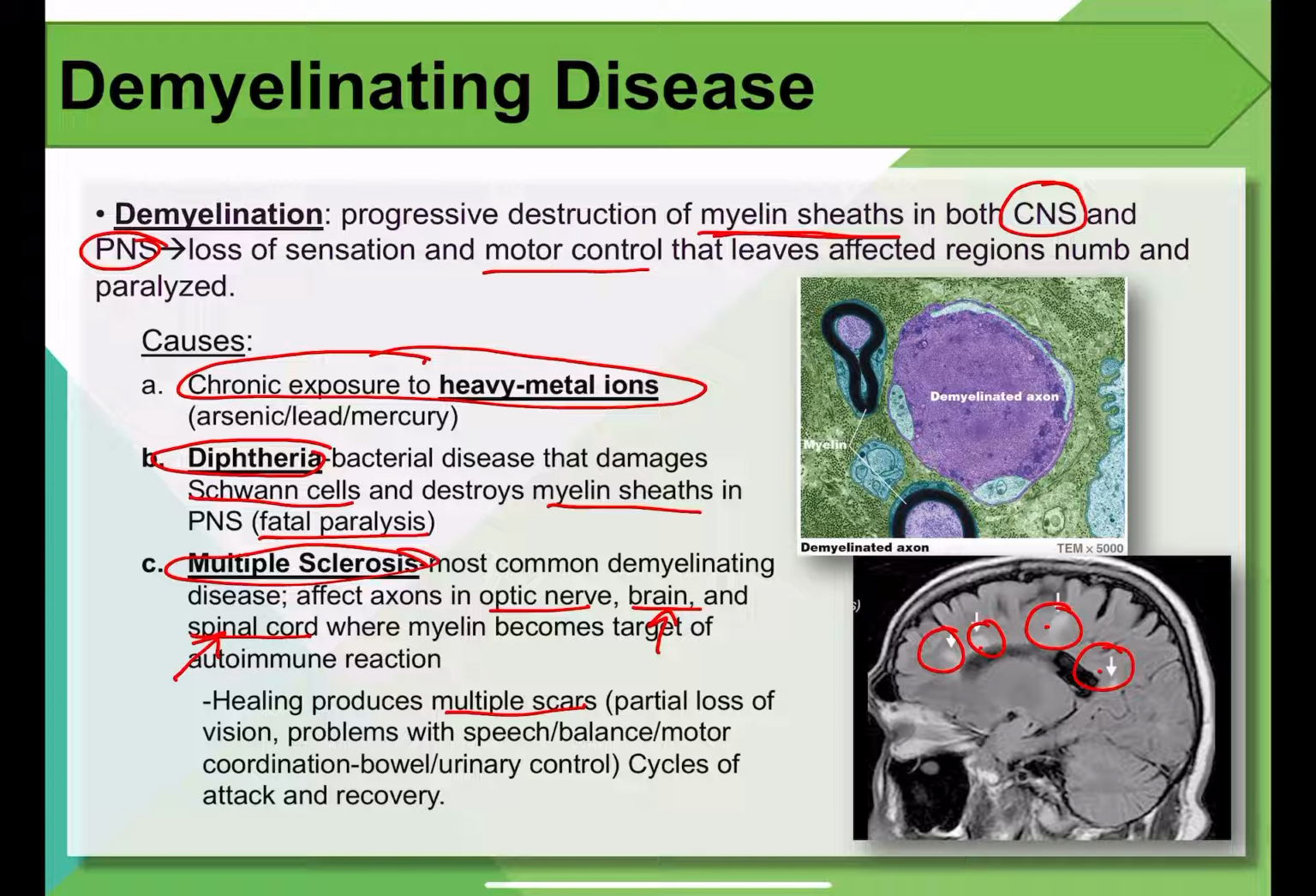And depending on what location these lesions are in, you can have partial loss of vision, problems with speech, balance, motor coordination, and bowel or urinary control. It depends on where in the brain is affected. And because it's an autoimmune problem, this can go through cycles of attack and recovery until the entire brain loses its function. Okay, so it's a pretty scary disease when we talk about multiple sclerosis.